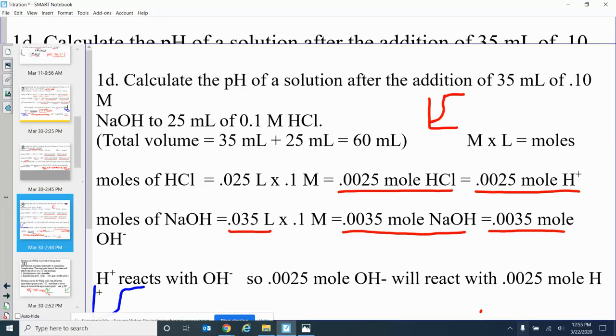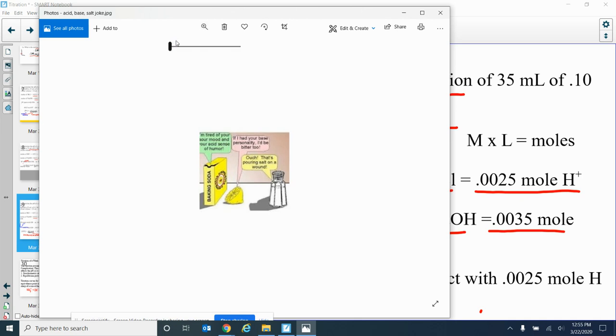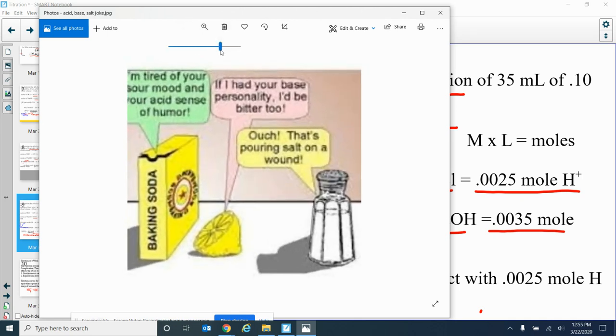I thought I would show you a joke about acids and bases. Always got to have a joke. So this is a baking soda with a lemon, and it says, "I'm tired of your sour mood and your acid sense of humor." That's the baking soda, the sodium bicarbonate talking. And the lemon says, "If I had your base personality, I'd be bitter too." Remember, bases taste bitter, acids taste sour. And the salt says, "Ouch, that's pouring salt on a wound." So it's kind of a little cute joke about acids and bases and their properties.